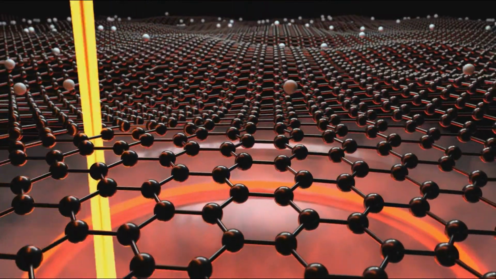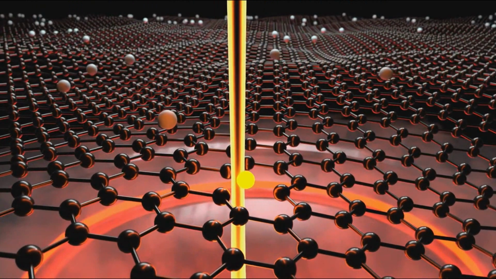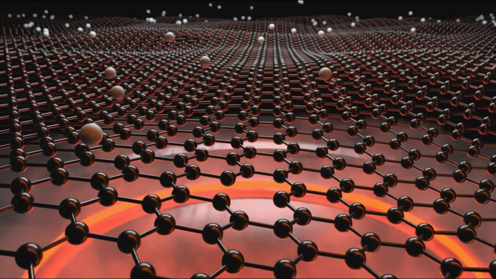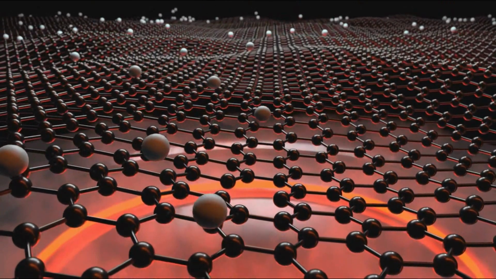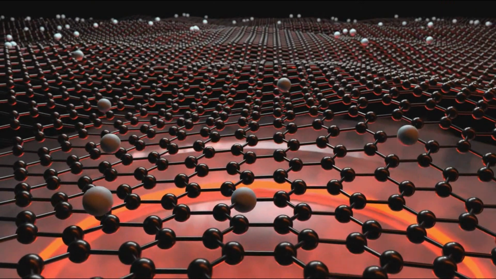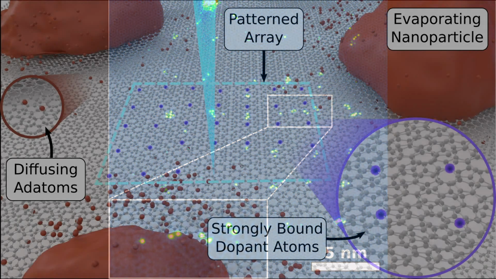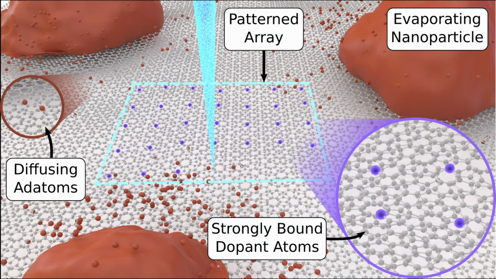Here's a conceptual animation. The electron beam first ejects an atom from the substrate. This makes the substrate chemically reactive. When a diffusing adatom comes along, it can bond to the defect site. The example with copper atoms conceptually looked like this. We have copper nanoparticles sitting on the surface with everything held at high temperature to promote the evaporation of the nanoparticles and the diffusion of atoms across the graphene surface.